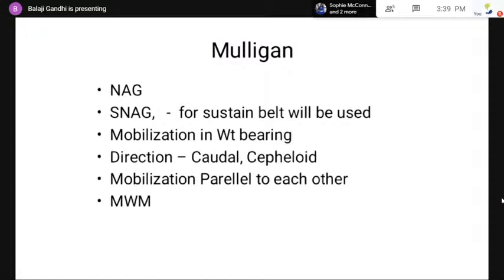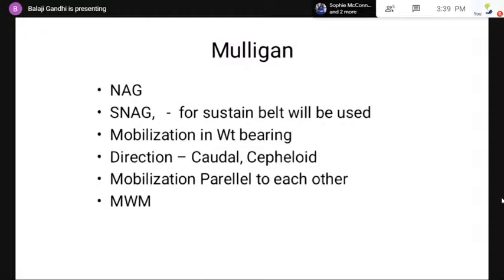Mobilization parallel to each other. Yes, when you give the mobilization, the articular surfaces should be properly parallel to each other. That is called medial and lateral glide. So Mulligan's medial and lateral glides are also there. In a patient who has tennis elbow or golfer's elbow, Mulligan glides will be given at the elbow, and the humerus will be held by one hand and the radius by the other hand.